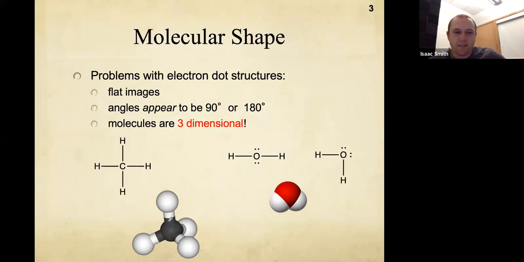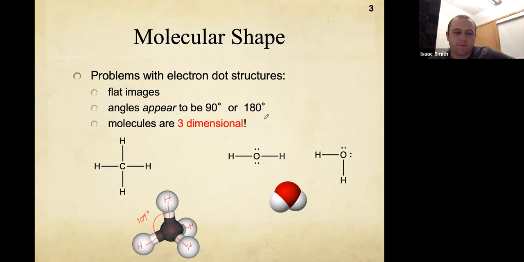So this is actually methane, okay? This is carbon in the middle, and this is hydrogen, hydrogen, hydrogen, hydrogen, okay? Looking at this, it looks like 90-degree angles, but when you see it in more of a three-dimensional view, you can see that this angle is actually a lot greater than 90. It's 109 degrees, okay?